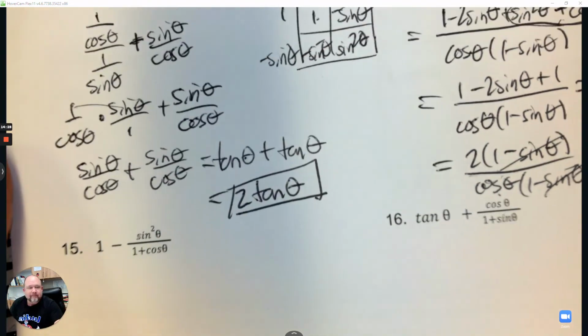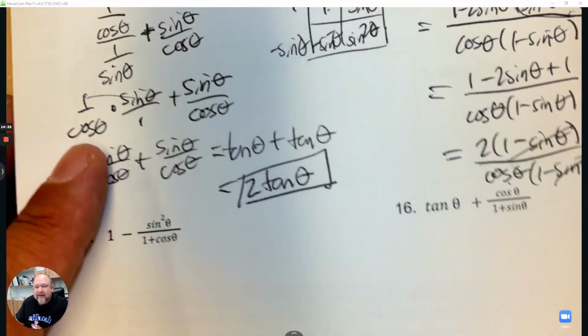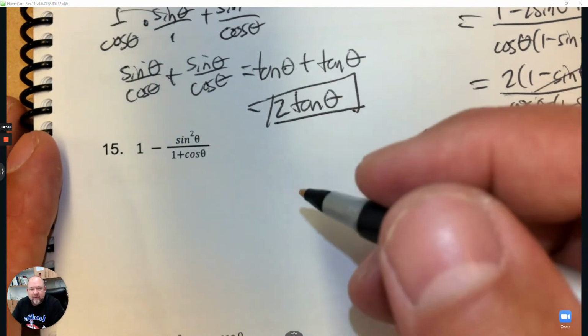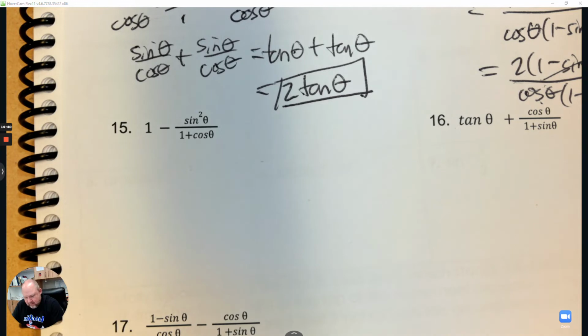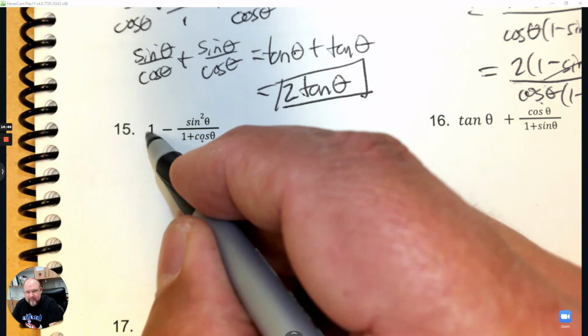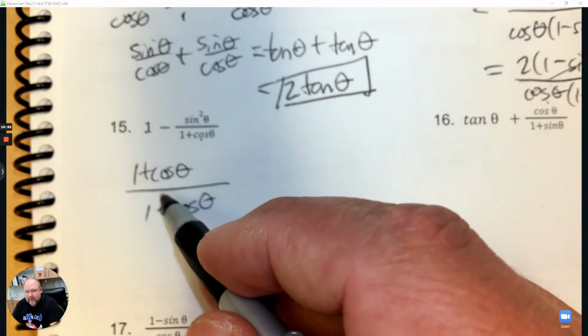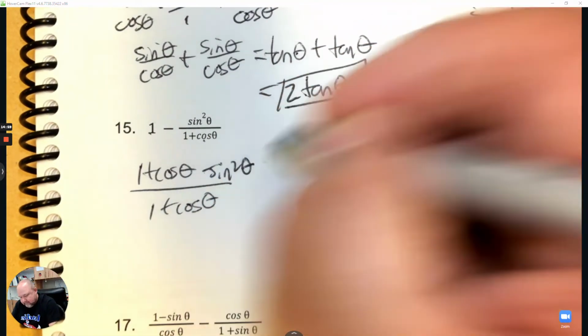All right, 2 more. See if I can get my noggin in the middle of that camera there. Here we go. I need to create, is this very similar to what we just did or not? A little different. Anyways, we need to get one fraction here. So instead of 1, I'm going to be 1 plus cosine theta over 1 plus cosine theta. That's 1. And now we have common denominators, so now the tops we can bring together. They're unlike, so I just subtract sine squared theta.